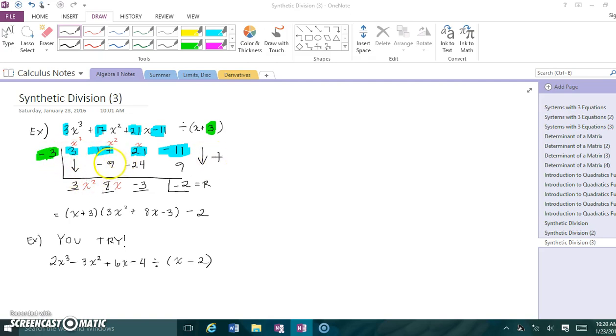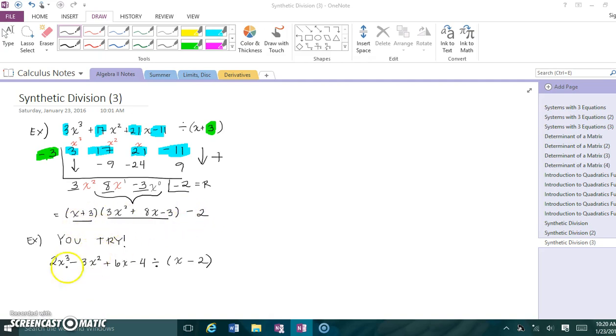So 3 times -3 is -9. Add them, get 8. 8 times -3 is -24. Add them, get -3. -3 times -3 is 9. Add them, get -2. So here's your remainder. This one's your constant term, technically x to the 0, x to the 1, x to the second. So I have this times this, my quotient is right there, -2, or plus a -2, as you like.